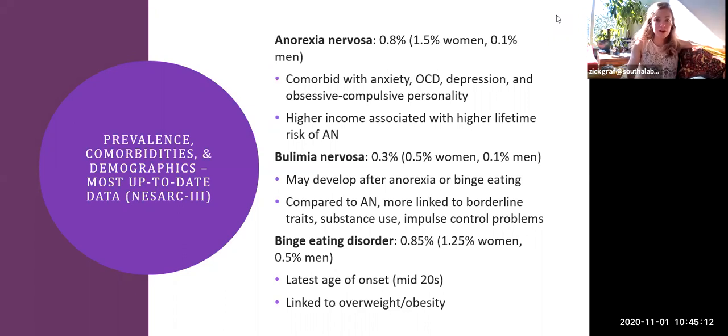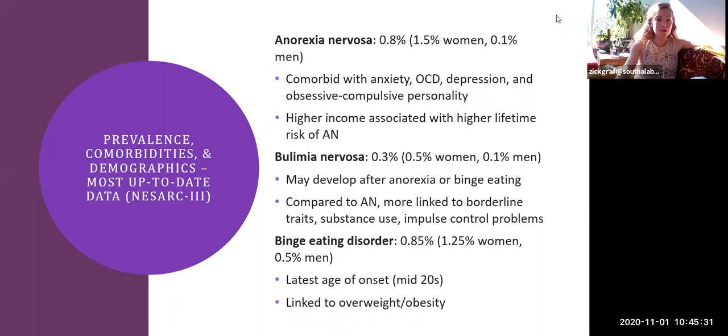Bulimia nervosa, just like anorexia nervosa, is also really highly comorbid with depression and anxiety. And again, just like anorexia and bulimia, binge eating disorder is more common in women than men, but the gender ratio is a little bit more even. So men are more likely to have binge eating disorder than the other two eating disorders.